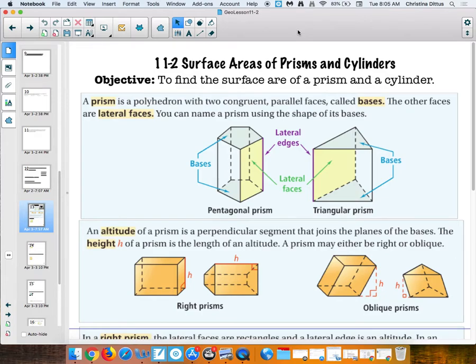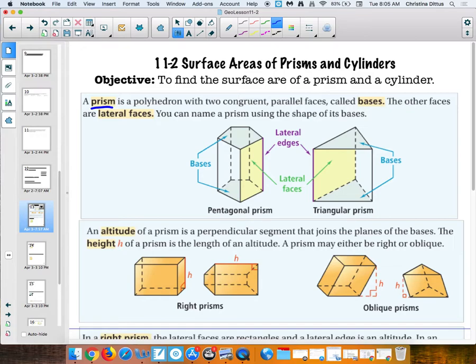Yesterday we talked about polyhedrons, and that's just a 3D shape. Today we got more specific. A prism is a polyhedron with two congruent parallel faces called bases. So we have the same shape on either top or bottom, mostly on top or bottom. Sometimes it's like front and back. Okay.